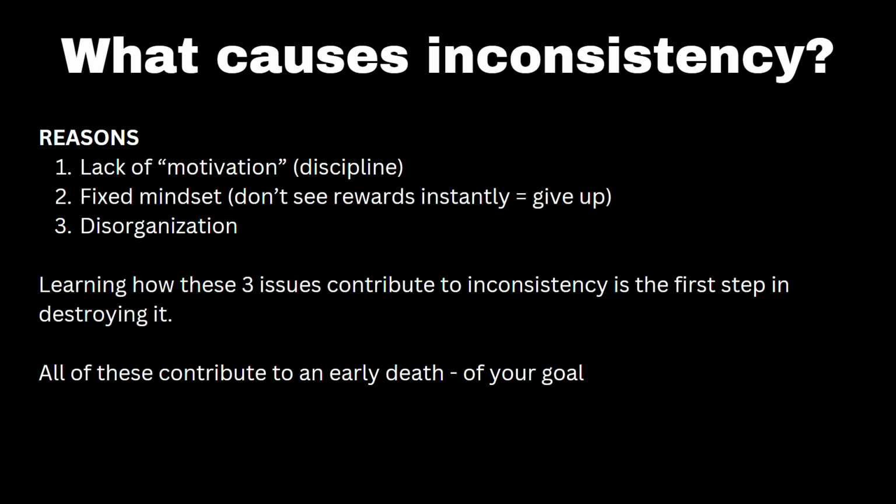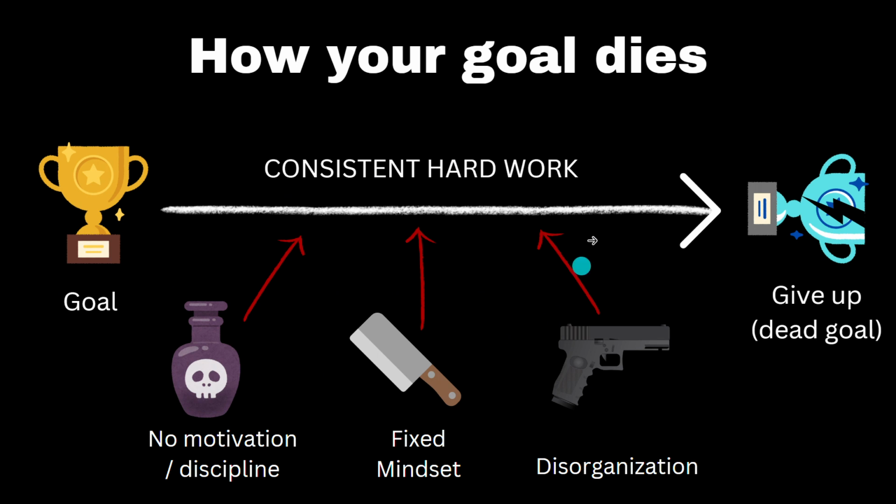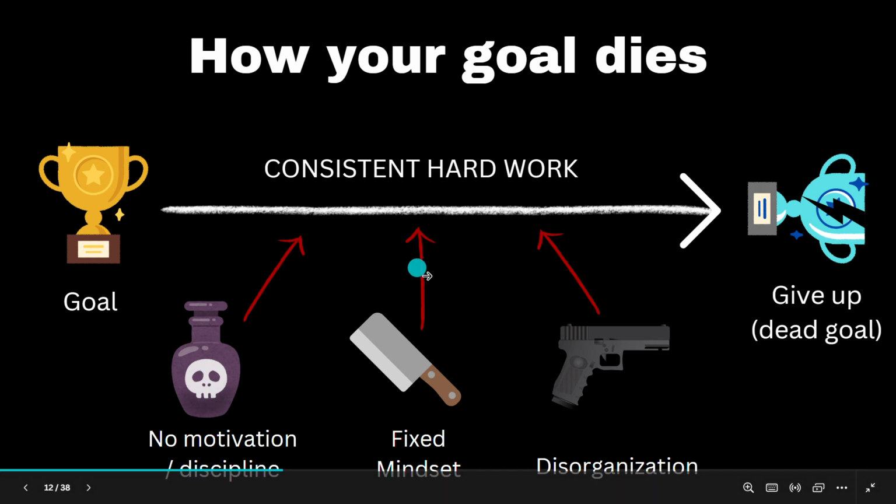So the three reasons are: a lack of motivation, in air quotes, which is actually a lack of discipline. The second reason is you have a fixed mindset, which you probably already know what that means, but we'll talk about it a bit more later. And the third reason is that you're disorganized. Learning how these three issues contribute to inconsistency is, in my opinion, the first step to actually destroying your inconsistency and becoming a more consistent person. All of these contribute to an early death of your goal. This is just a fun little picture: your goal dies, and these are the three things that are killing it.